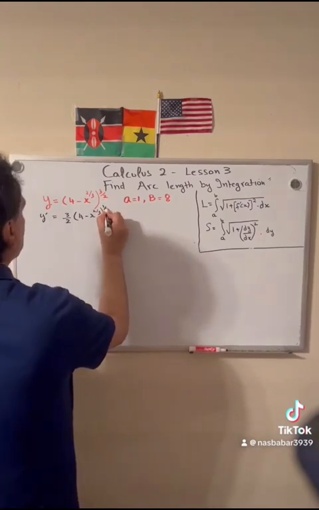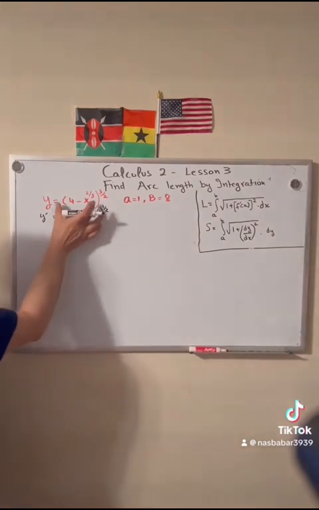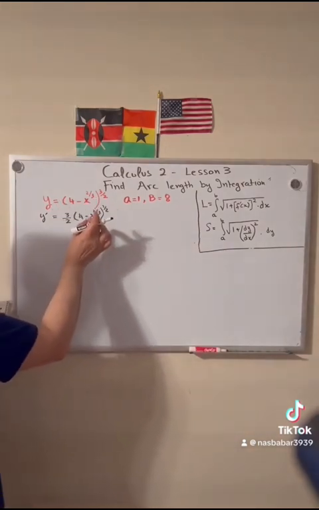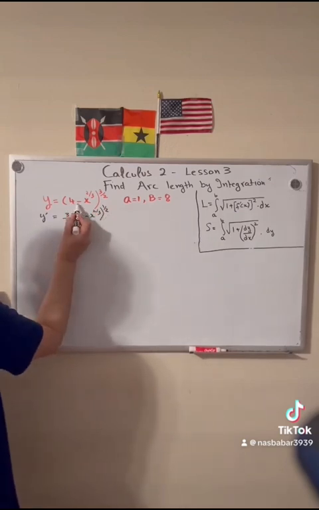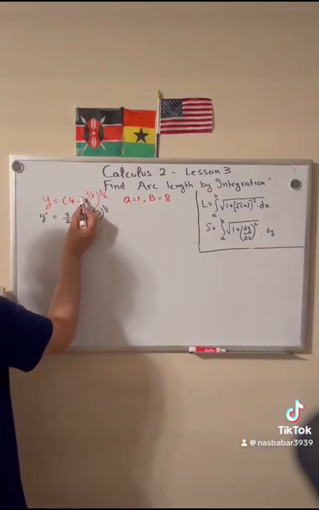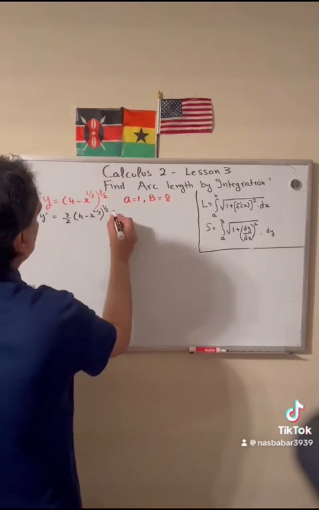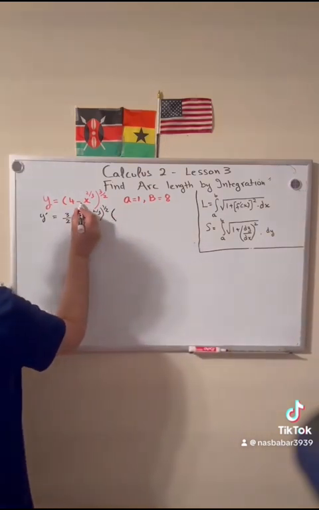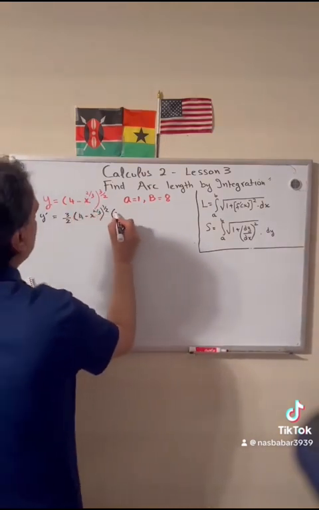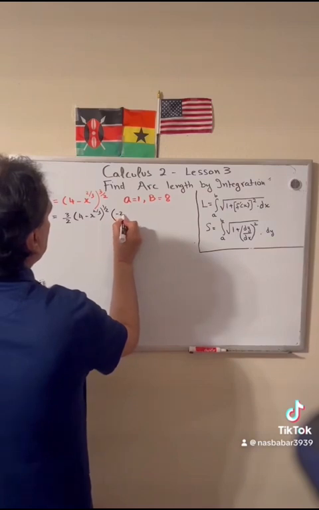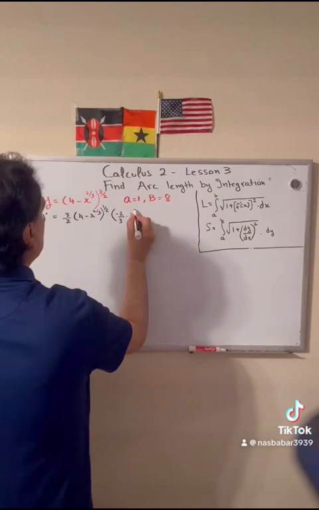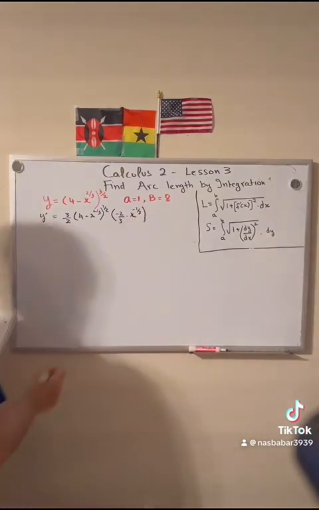So you took the derivative of the big picture. Now you got to take the derivative of the smaller picture, which is 4 minus x raised to the power 2 over 3. Derivative of 4 is 0, and then derivative of minus x raised to the power 2 over 3 is going to be negative 2 over 3 into x to the minus 1 over 3. Okay, so far so good.